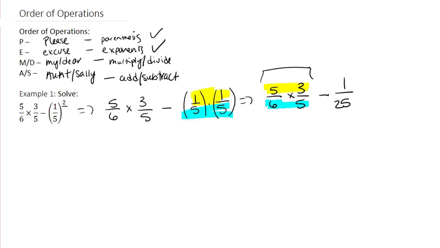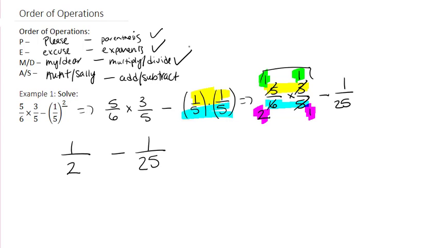But before we do that, we can actually reduce a little bit. So this 5 and this 5, they can cross out as they're a common factor, and they can each become 1. Now this 3 and the 6 both share a common factor of 3, so we'll divide those out. So we get 3 divided by 3, which is just 1, and then 6 divided by 3, which is 2. So now we have all these new numbers to multiply. So we get 1 times 1, which is 1, and then 2 times 1 is 2, minus 1/25.